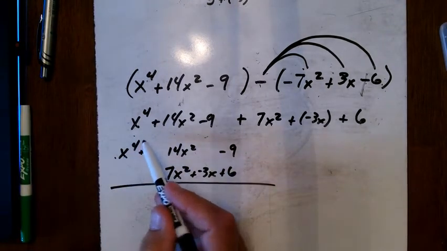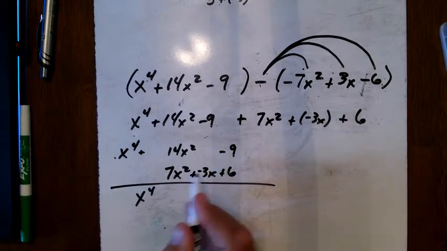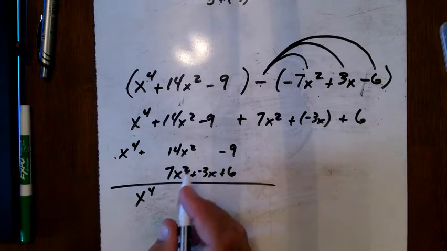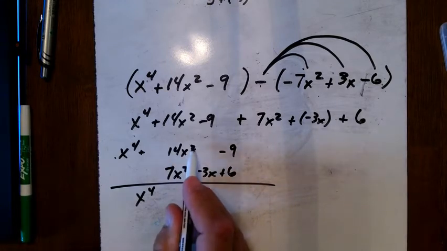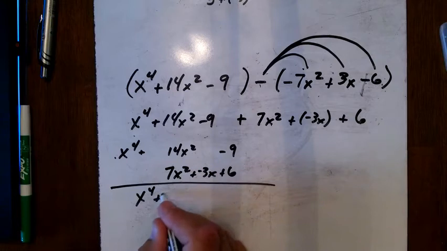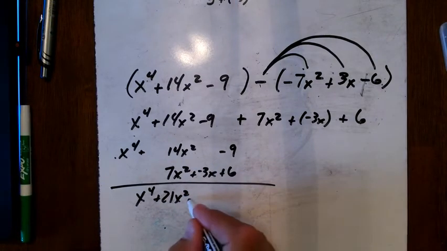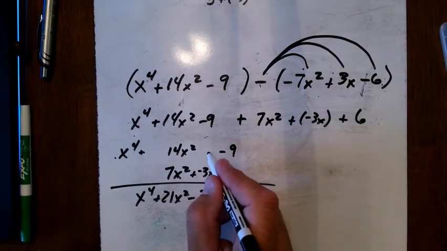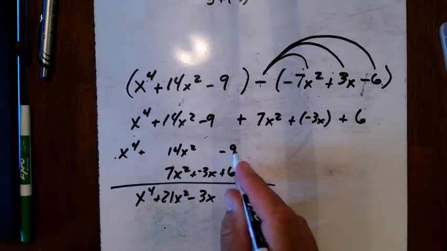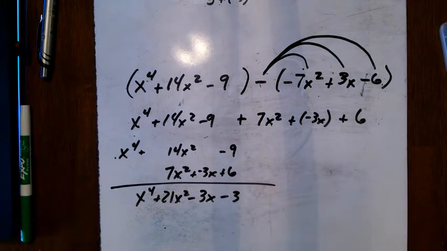There is no x to the 4th in the second polynomial. So we have x to the 4th, 14x squared and 7x squared. Same base, same exponent. We can combine those together. 21x squared. Minus 3x, because there is not another x in the other top polynomial, and -9 plus 6 is a -3.